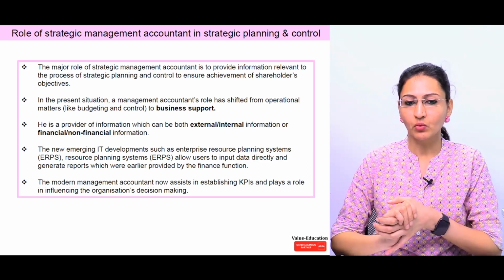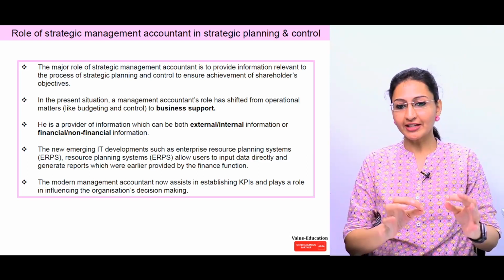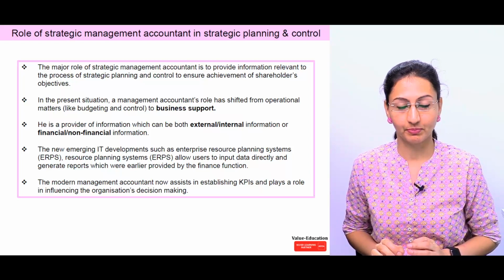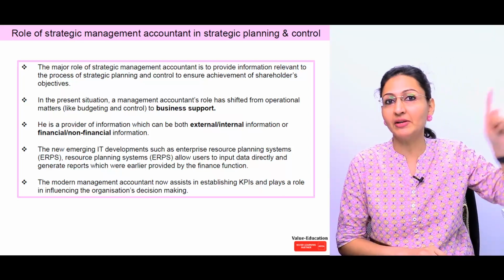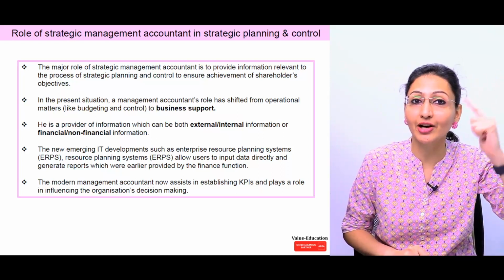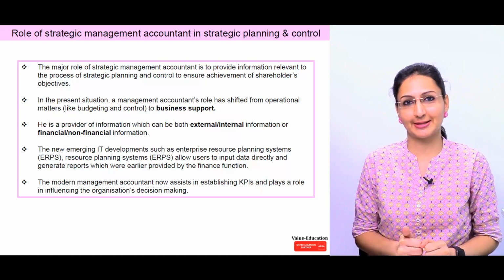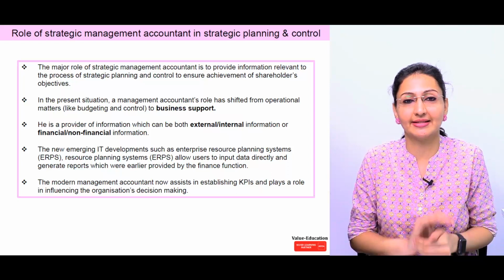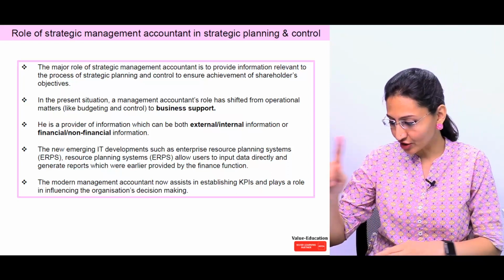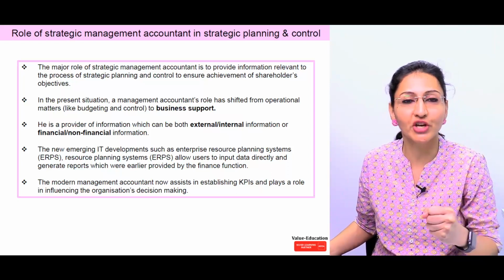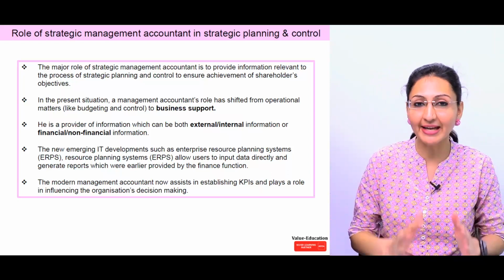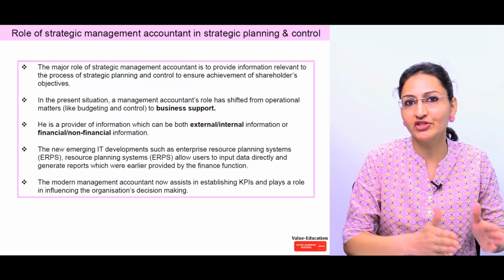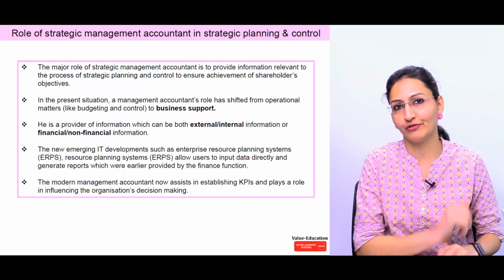Number one, what is the major role of the strategic management accountant? Providing information. Providing information to the top level management so that they can accordingly make strategic plans. They can set targets. They can ensure that the shareholders' main objectives are achieved. This is the main duty or role which a strategic management accountant has to fulfill.